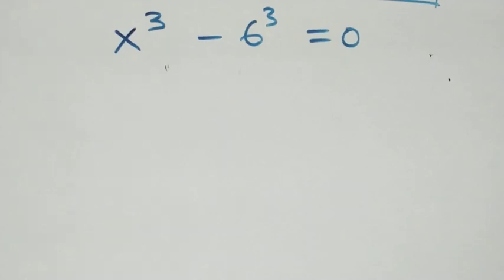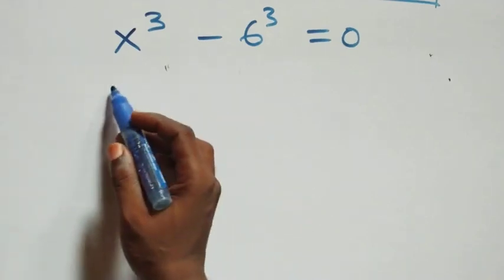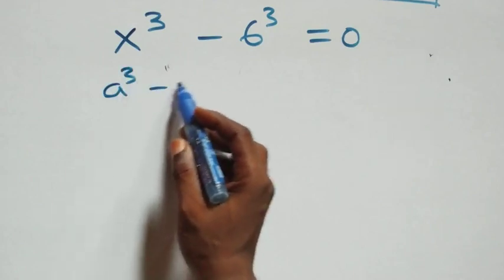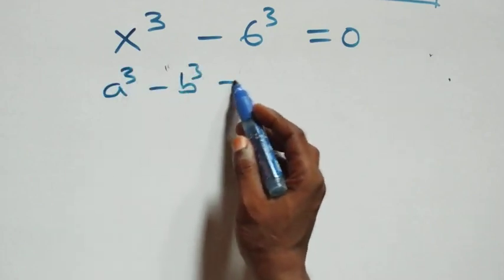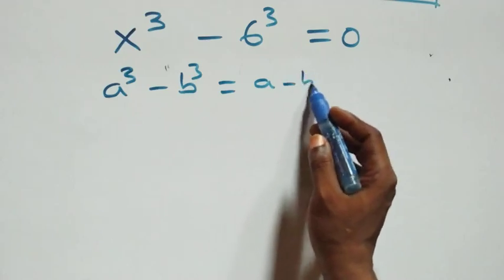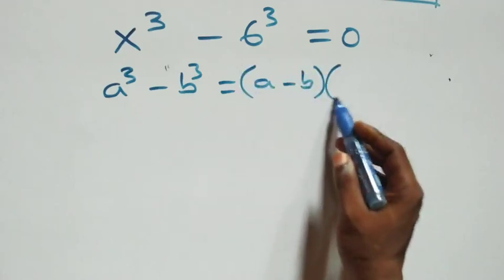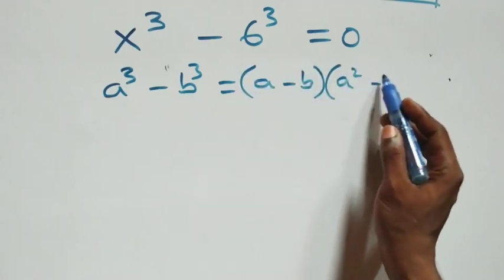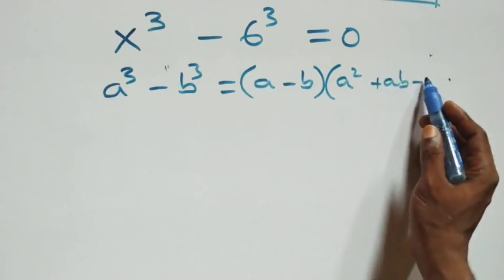Solving the second case, this also follows when we have a cubed minus b cubed, which is the same thing as (a minus b) times (a squared plus ab plus b squared).